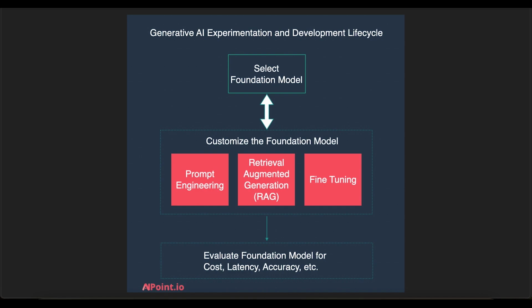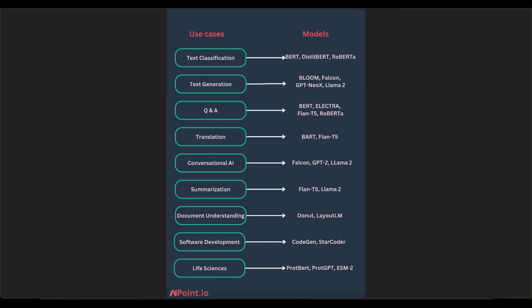Some considerations for choosing a foundation model are ensuring the model aligns with the specific task you want to perform. For instance, if your focus is on natural language processing, a model like GPT-4 or BERT might be more suitable. Or if you're looking at life sciences, PubMedBERT might be a better option. For text classification, BERT or DistilBERT, and so on.